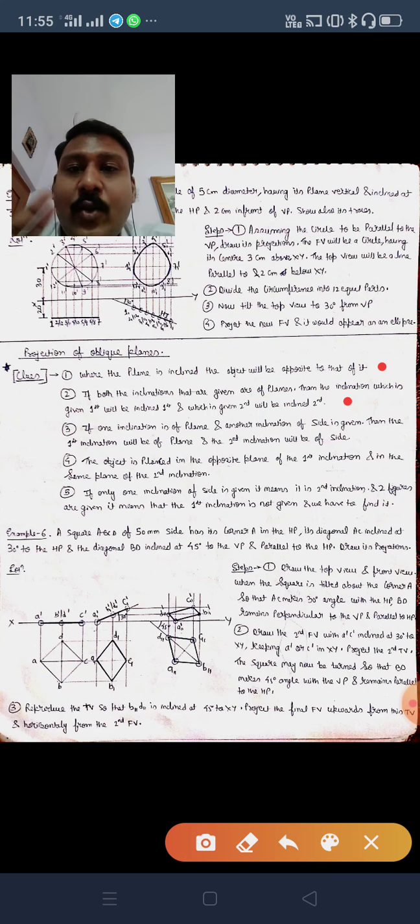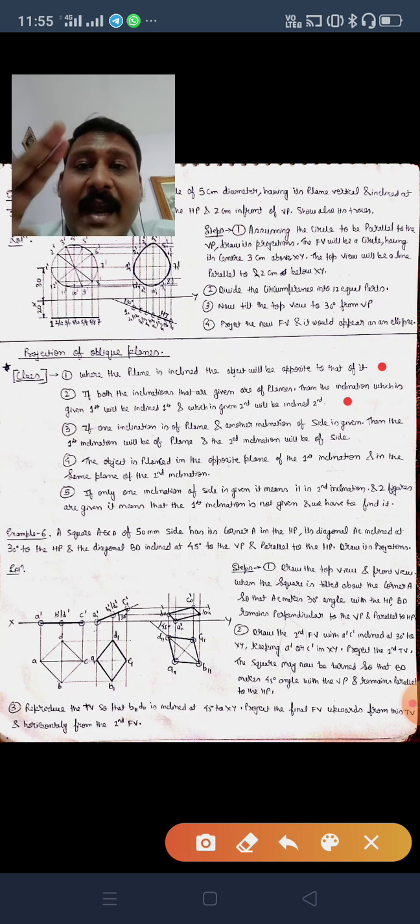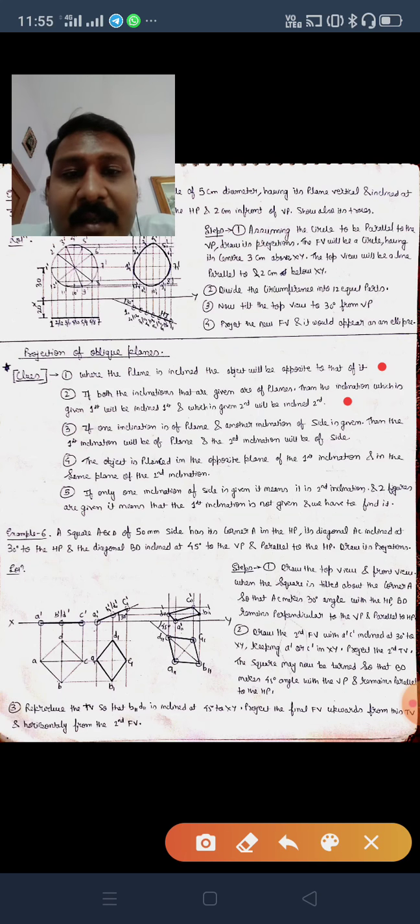Okay, now when two inclinations are given and both are of planes, then which is given first, you will take first, and which is given second, you will take second. Now if one inclination is given of plane and one inclination is given of side, then the inclination of plane will be first and the inclination of side will be second. It is written over here.